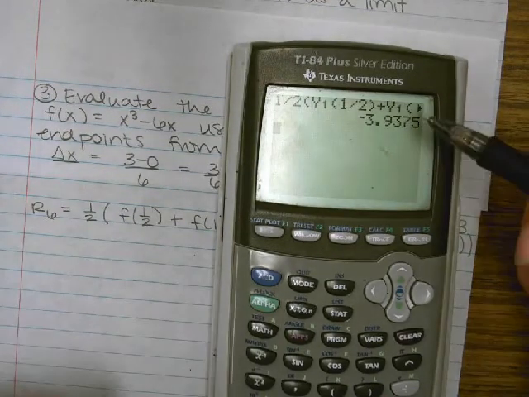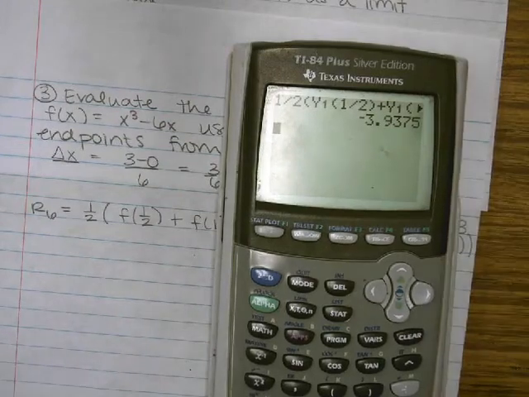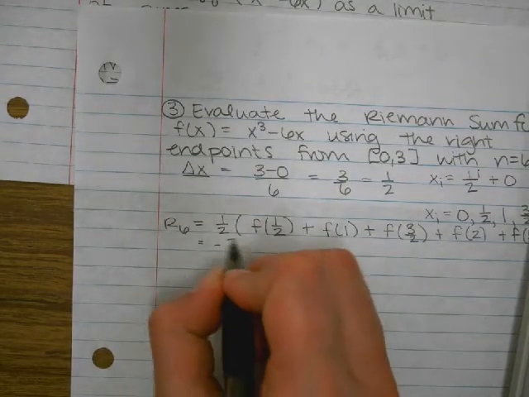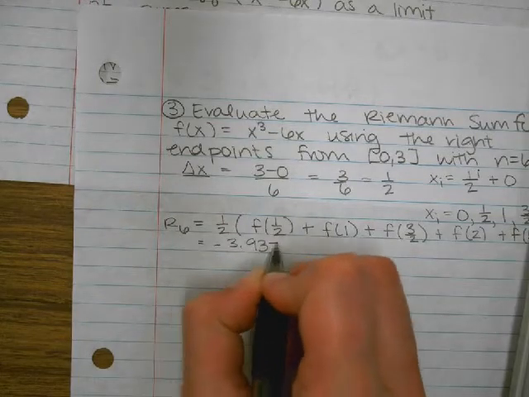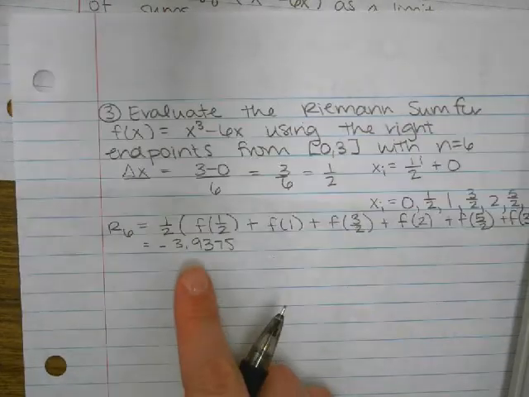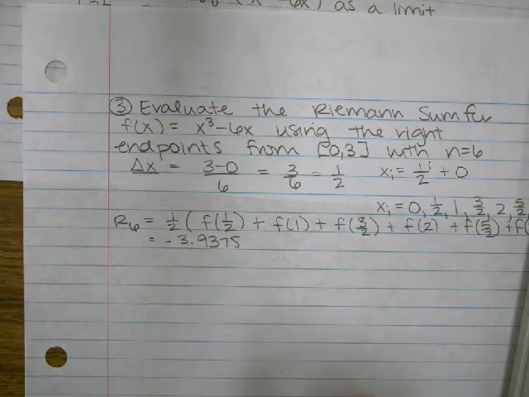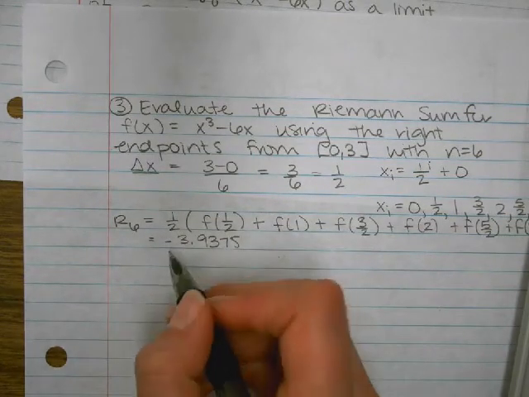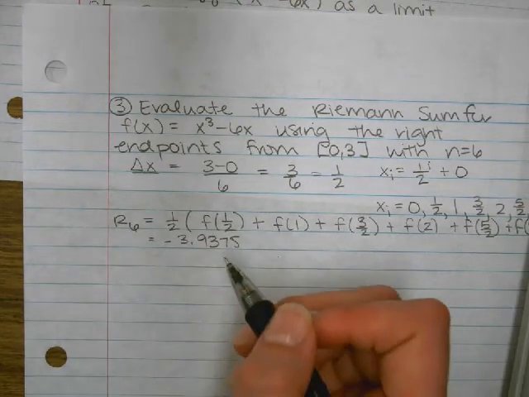And so when we add up all those little areas to find the area under the curve, we're going to say that is negative 3.9375. And we used a Riemann sum, which means we broke it up into little rectangles. And so this is not an accurate measure. This is just kind of an approximate or a guesstimate.